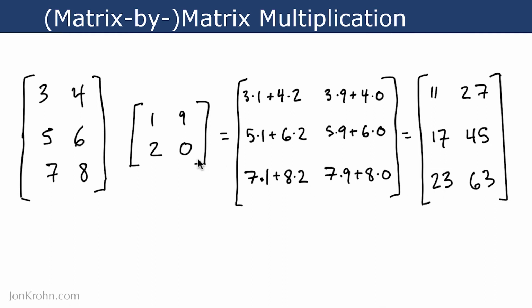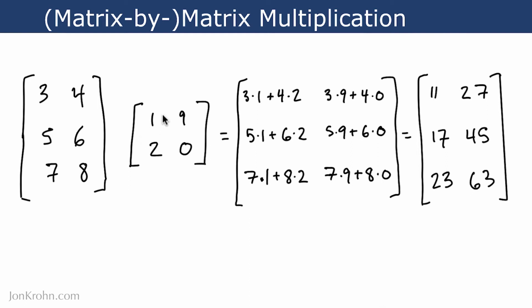Now the difference with this matrix by matrix multiplication is that we have an extra column. And with this extra column, we perform the same operations. So 3 times 9 plus 4 times 0, 5 times 9 plus 6 times 0, 7 times 9 plus 8 times 0. And when you actually do that arithmetic, you end up with 27, 45, and 63 for the second column. So as long as we have the same number of columns in this first matrix and the same number of rows in the second matrix, this matrix by matrix multiplication can happen.